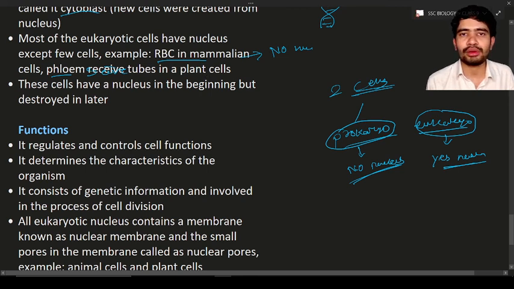during the early development of the cells, they have the nucleus. But when these cells mature, at that point of time, the nucleus will get damaged or disappear. So we can say these cells have a nucleus in the beginning of their life, but it gets destroyed later. When the cell is newly created, it will have the nucleus, but when the cell becomes mature, the nucleus will get destroyed.